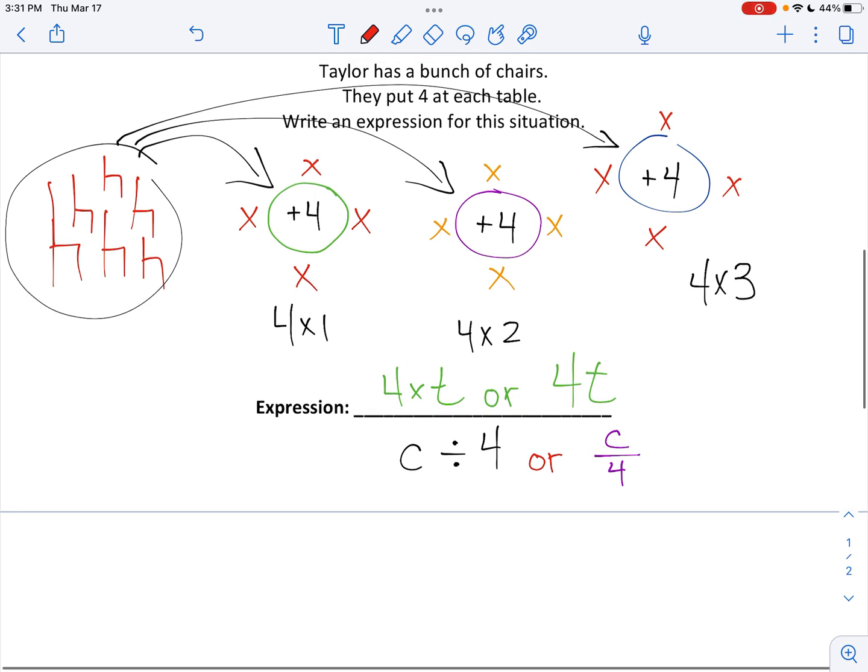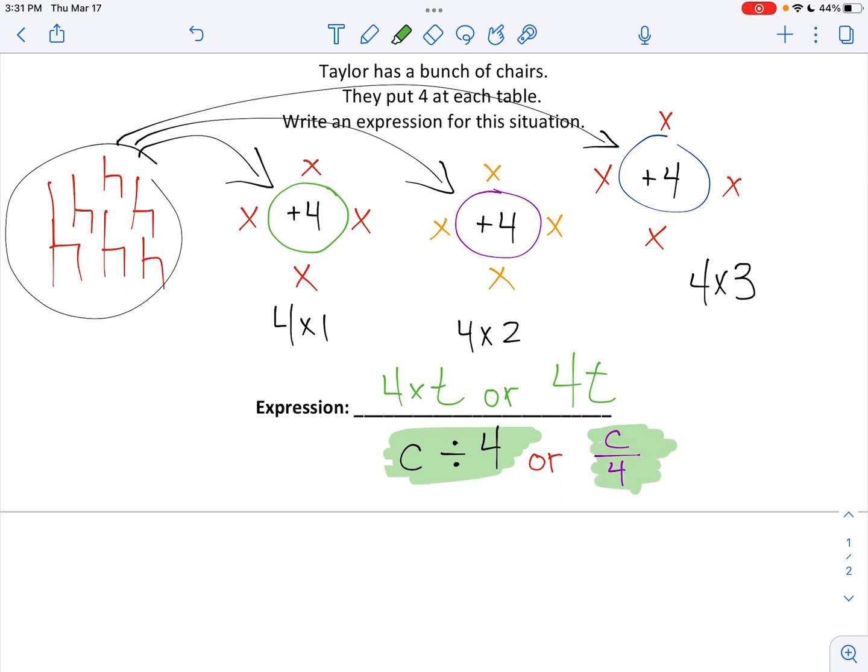So while this could be written as these times statements, 4 times t or 4t, right? I think it makes more sense to write it in terms of chairs, right? Because that's what Taylor has. She's got a bunch of chairs and she's going to split them. That's what makes it division.